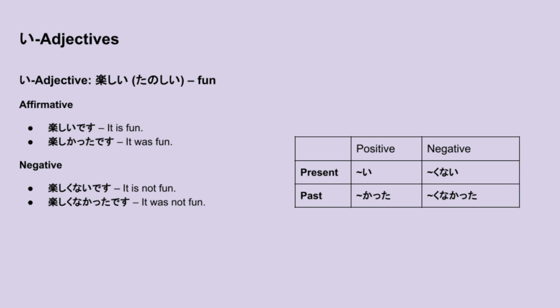So I'll repeat all of those one more time. Affirmative, positive present tense is tanoshii desu, just the infinitive with desu. Then you go to positive past, which is tanoshikatta desu. Negative present: tanoshikunai desu. Same pattern, drop the E and add katta: tanoshikunakatta desu. It was not fun. There's a chart on the side for those visual people like I am who like charts. Otherwise, you have the paragraph.